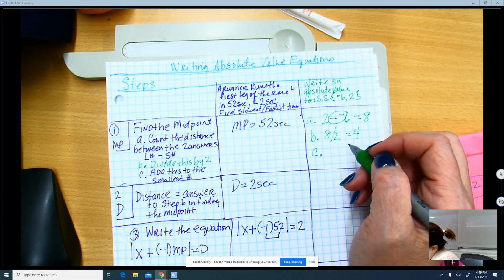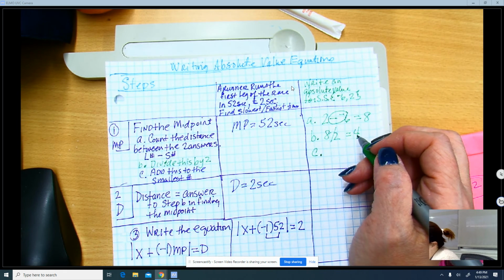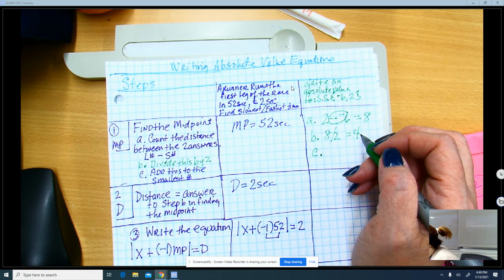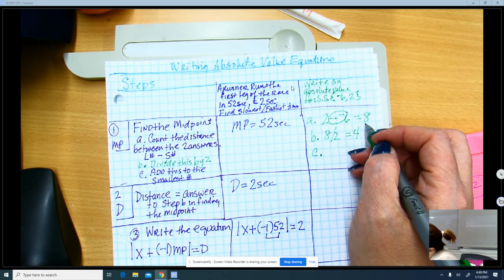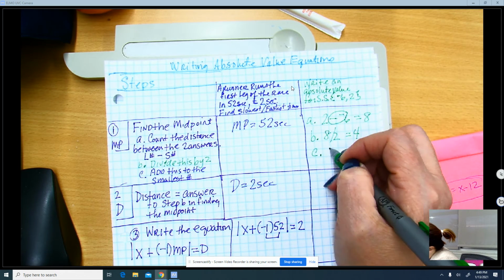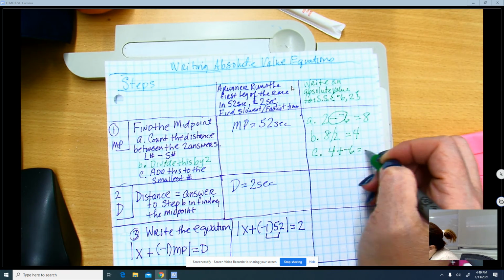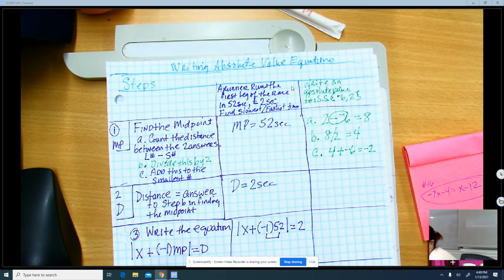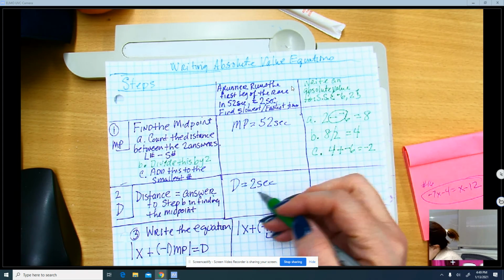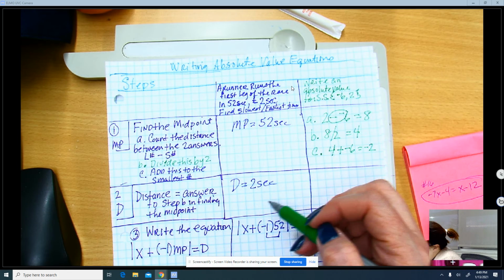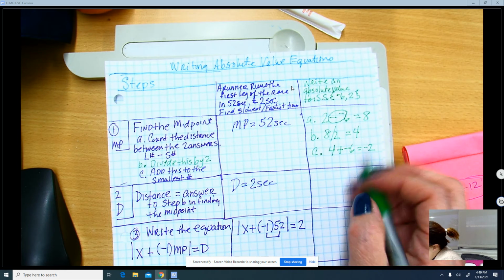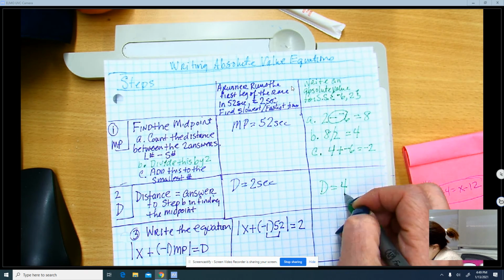And C, I need to add this to the smallest number to determine the midpoint. So I'm going to take my answer, 4, and add it to the smallest number, -6. So -2 is my midpoint. The distance is the answer to B up above. So this was my answer to B. So D is going to equal 4.